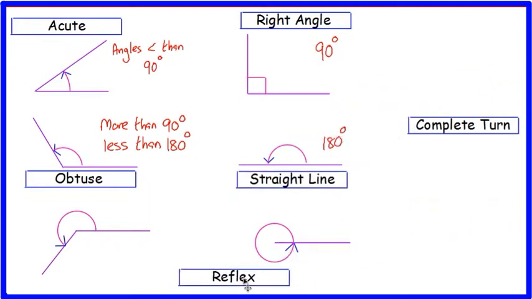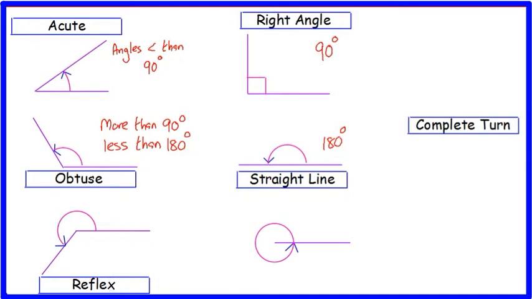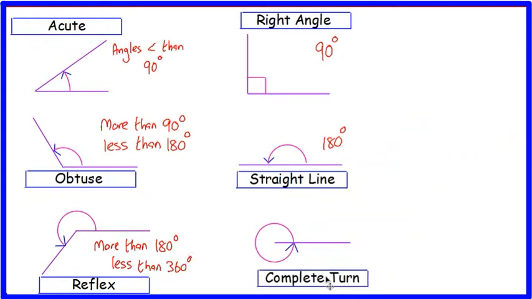My reflex is more than 180 degrees, less than 360 degrees, which leaves me with my complete turn, which is 360 degrees. Okay.